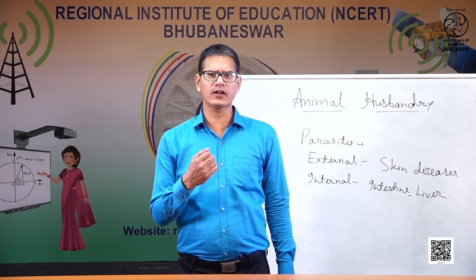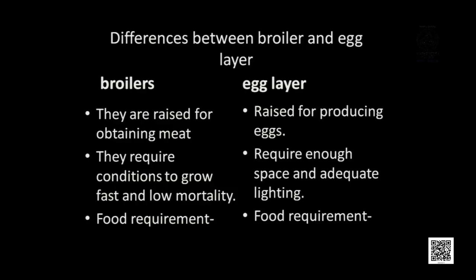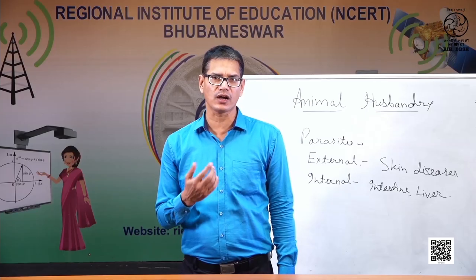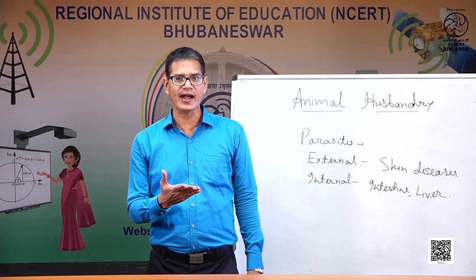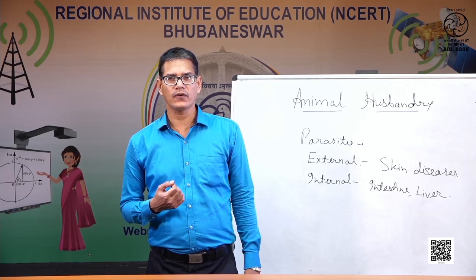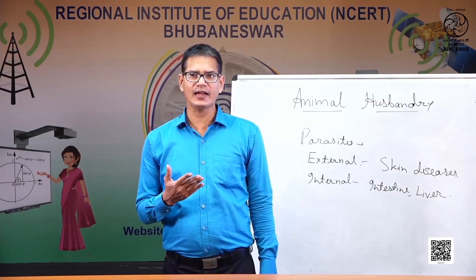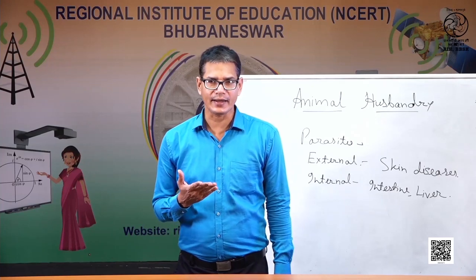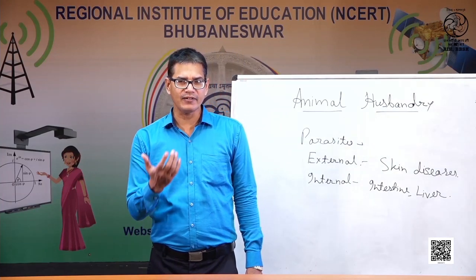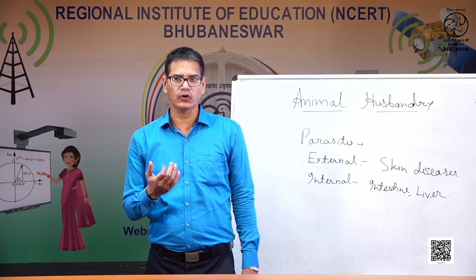And food requirements for broilers and egg layers are different. In the case of broilers, as you know, we need meat from them. Therefore, in the case of broilers, the food would be rich in fat and proteins, whereas in the case of egg layers, the food would be rich in grains and comparatively less rich in proteins and fats.